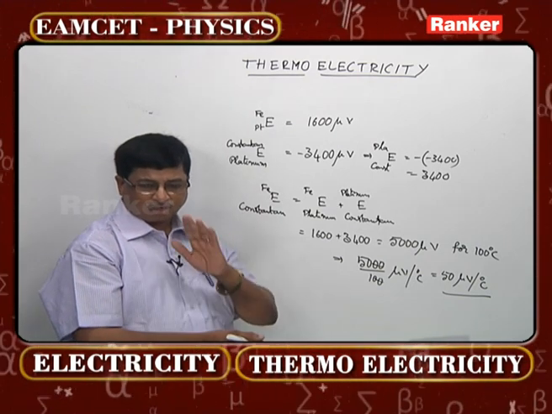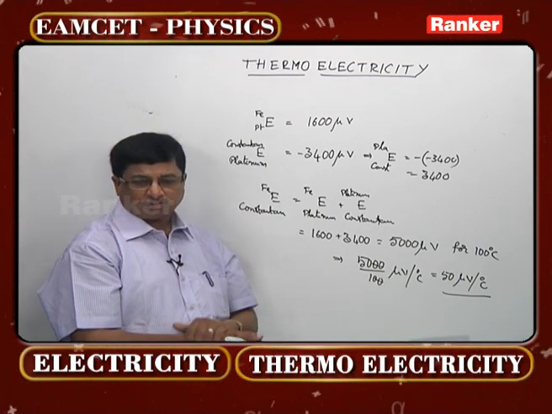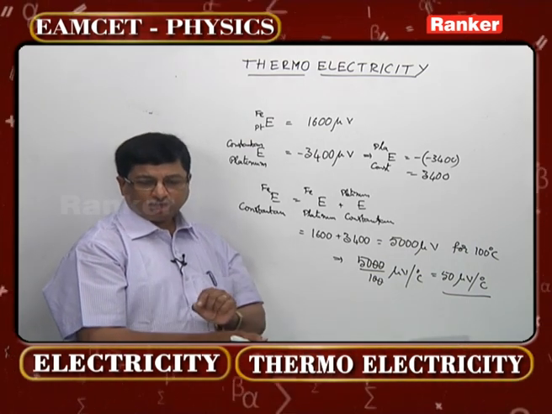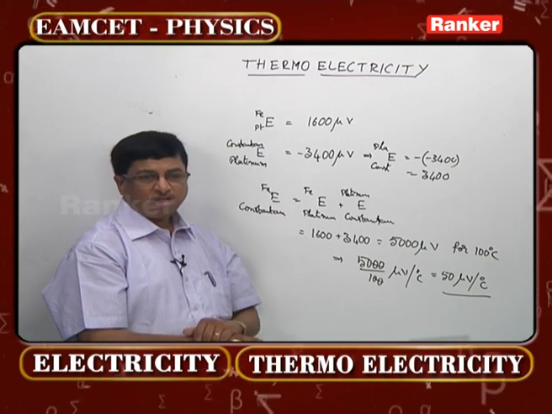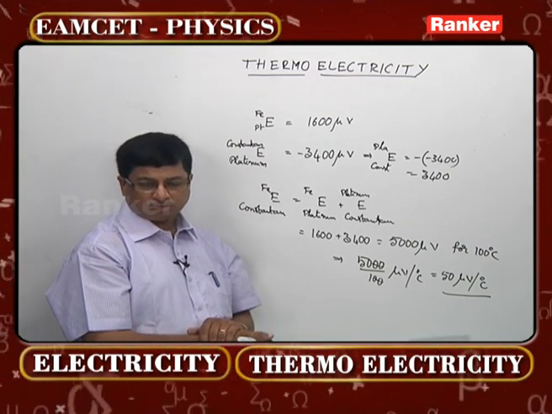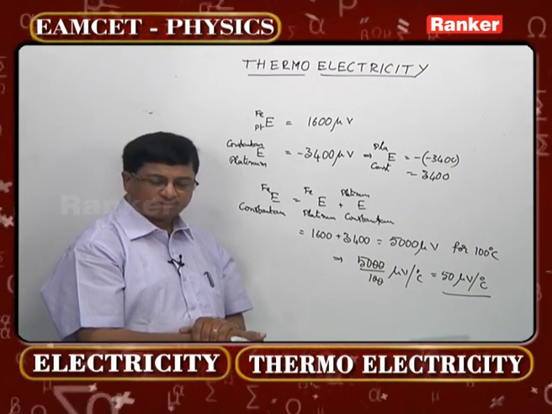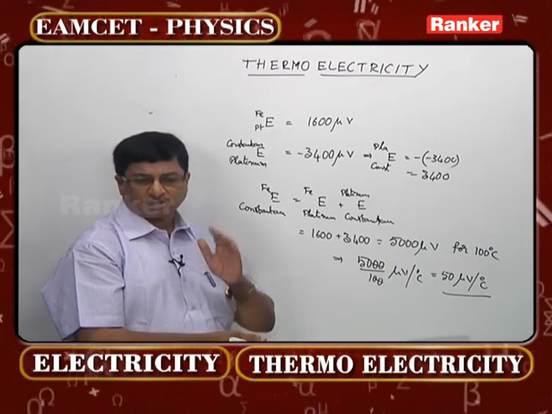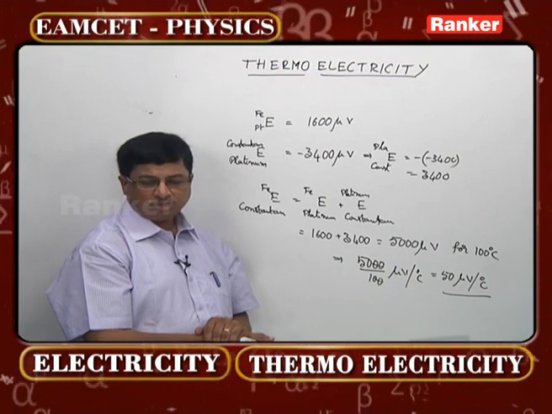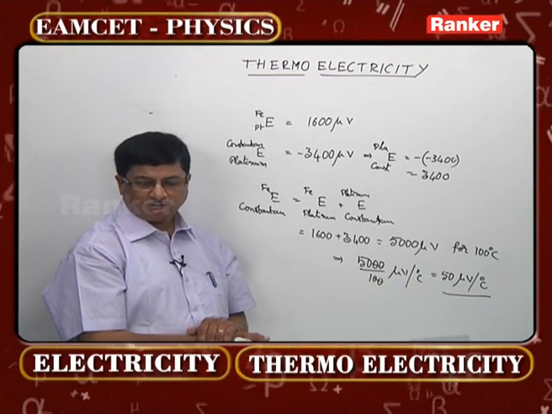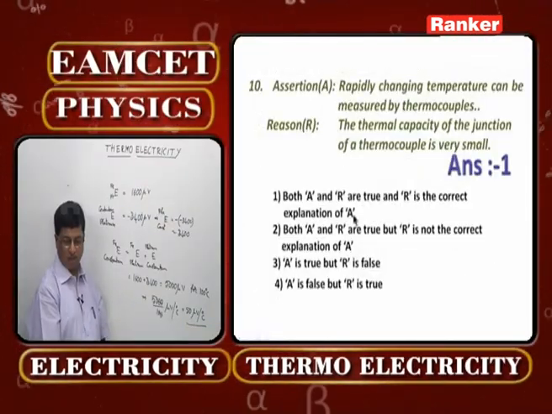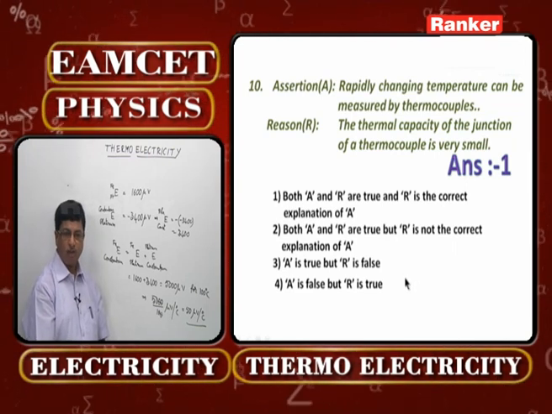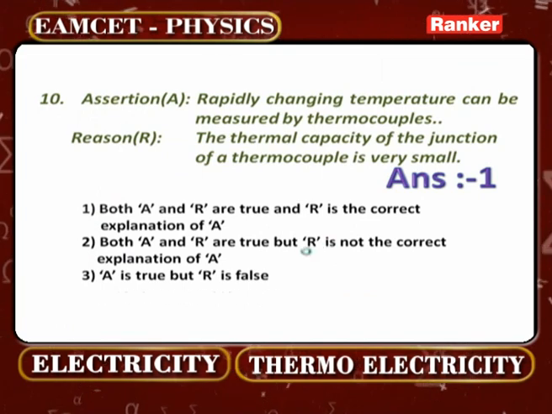So assertion is correct. The thermal capacity of the junction of a thermocouple is very small. It is this particular reason due to which one can measure very rapidly changing temperatures using a thermocouple. So assertion is correct. Reason also is correct. Reason is 100% the reason for the assertion. So first option is going to be true for this. Both A and R are true, and R is the correct explanation of A. That is for the 10th question as such. Look at the next one, that is problem number 11.